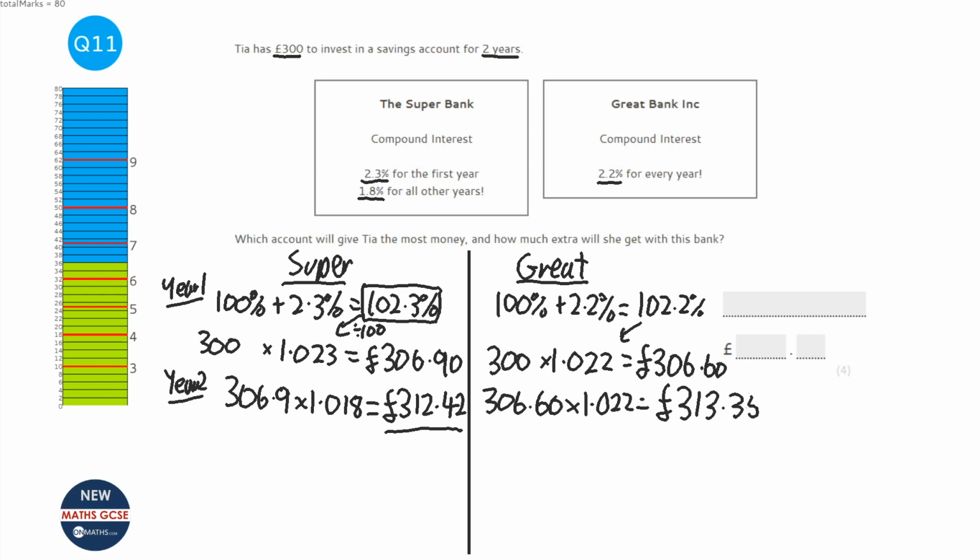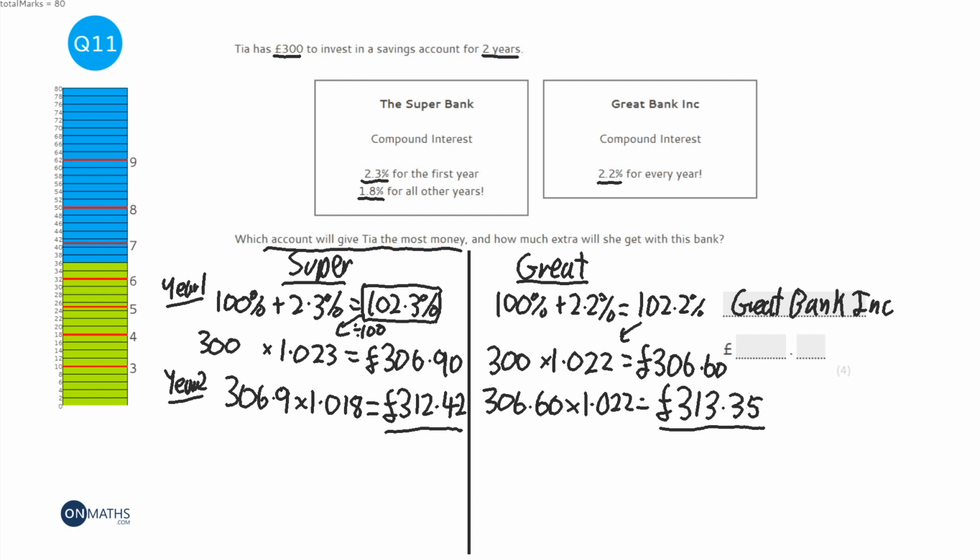Okay, so it says, which account will give her the most money? Well, looking at that, it's going to be the Superbank. And when you're writing down an answer, make sure you write down the full name. Oh, it's not going to be Superbank, it's going to be the Great Bank. Look at that. So Great Bank Inc. And it says by how much. Let's show the examiner what I'm doing.